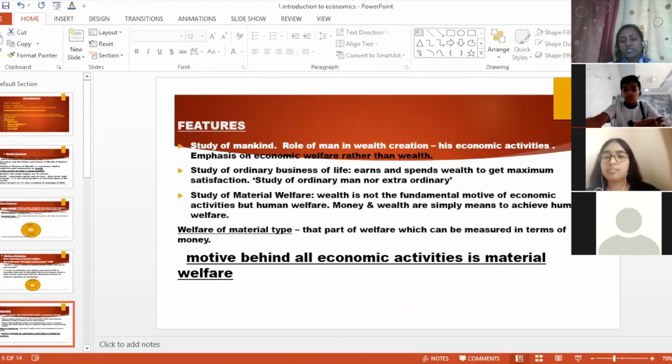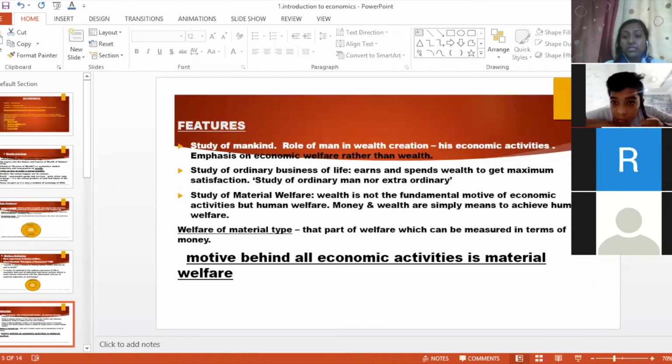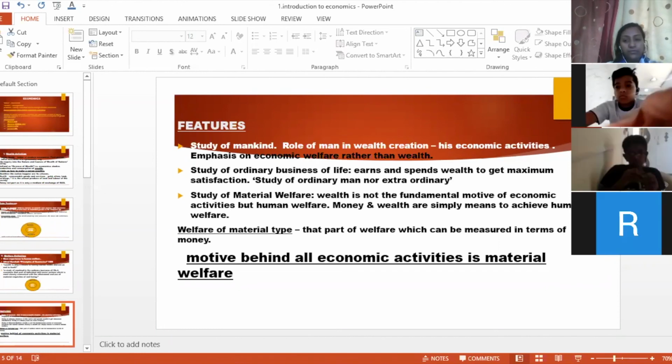The first feature is that it's a study of mankind. According to him, economics studies the role of man in creation of wealth. It studies his economic activities which increase his welfare.